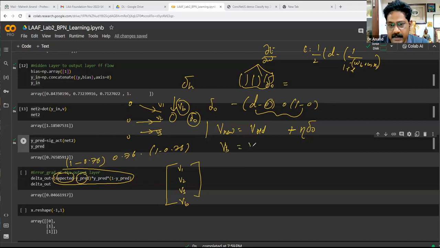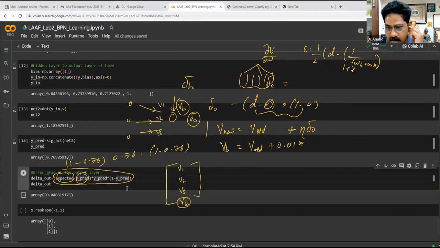Update VB equal to V old, whatever this initialized value, plus we have given 0.01 as the learning rate. Delta naught, we just compute this. Let me run it also. Let us see what is the delta naught.